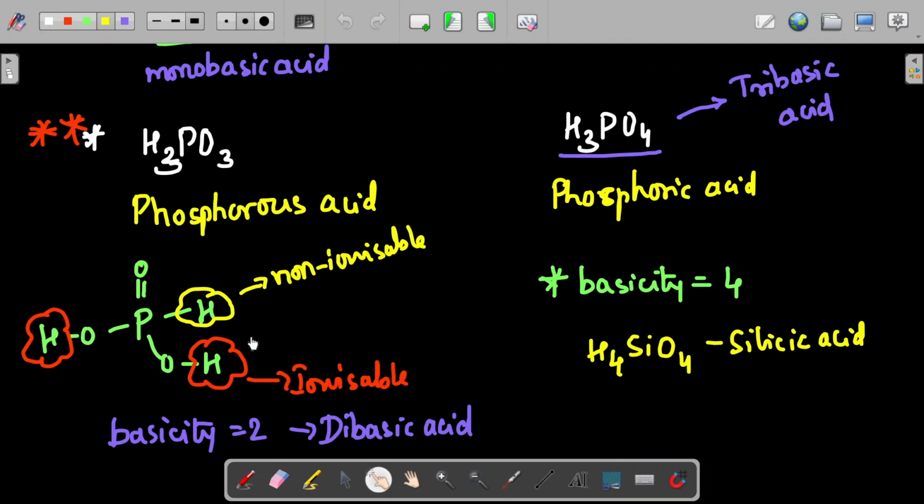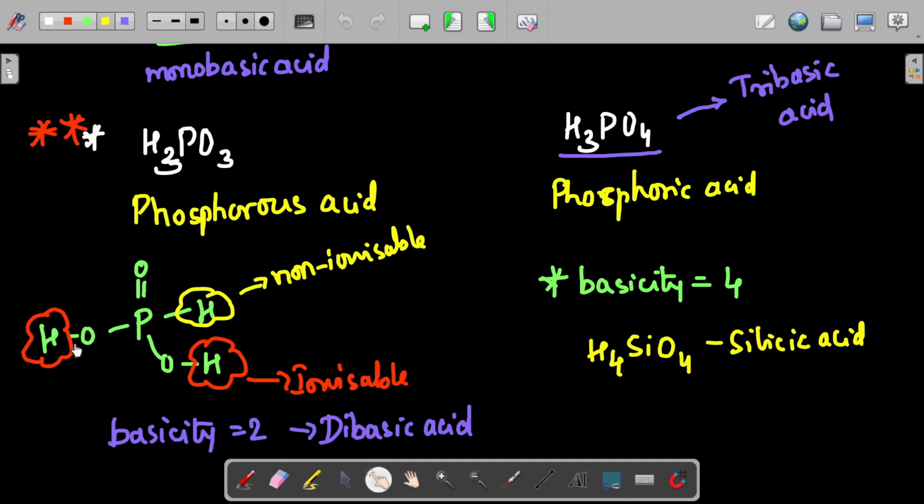There will be lots of reasons, which you learn in higher grades. Compared to phosphorus, oxygen's electronegativity is more. So whenever hydrogen leaves, it will form a negative charge on the oxygen. So oxygen can hold that negative charge because it is more electronegative.